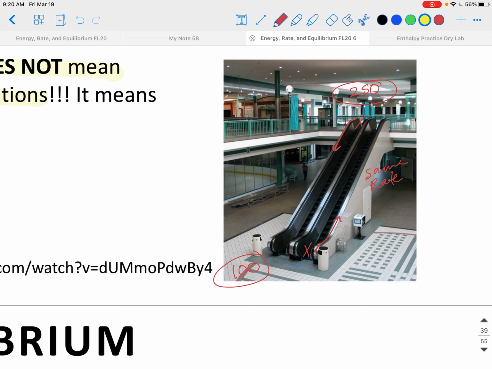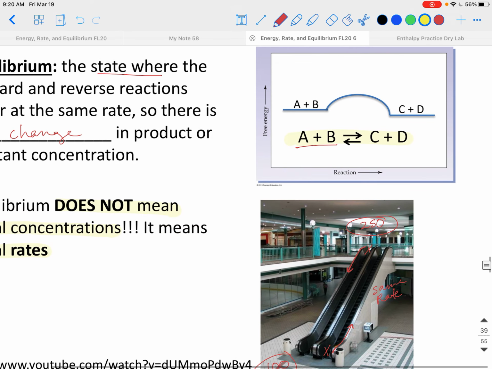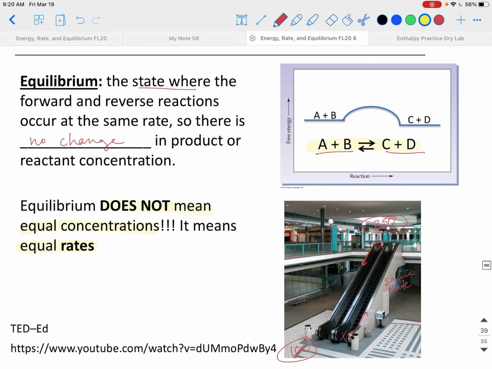All right, that's kind of how equilibrium is. It doesn't mean you end up with the same numbers of molecules of A and B as molecules C and D. It just means that you are remaking the reactants and the products at the same rate, okay?